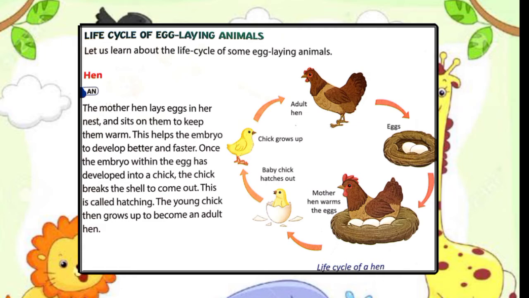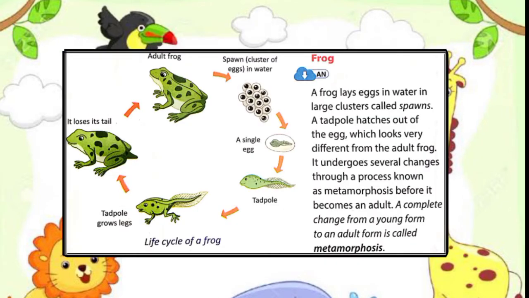So, once the embryo within the egg has developed into a chick, the chick breaks the shell to come out, and this process is called hatching. Then the young chick grows up to become an adult hen. Now let's understand the life cycle of a frog.